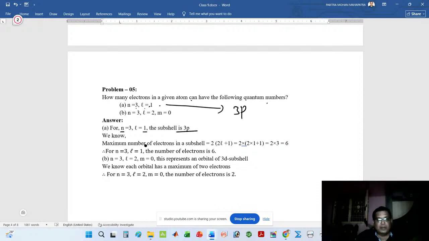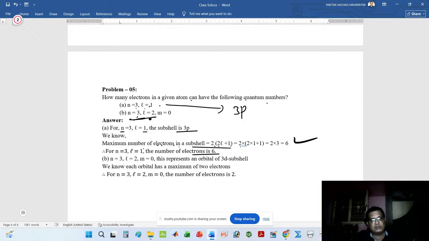Maximum number of electrons in a subshell, a formula we have already covered, that is 2 into 2L plus 1. Now put the value of L here. We can write 2 into bracket 2 into 1 plus 1, that is 2 into 3, that is 6 electrons. So here I can write for n is equal to 3, L is equal to 1, the number of electrons is 6. Next, move to the other question.